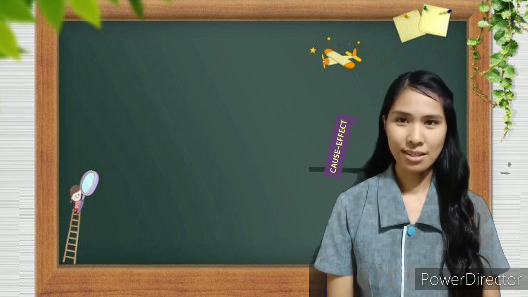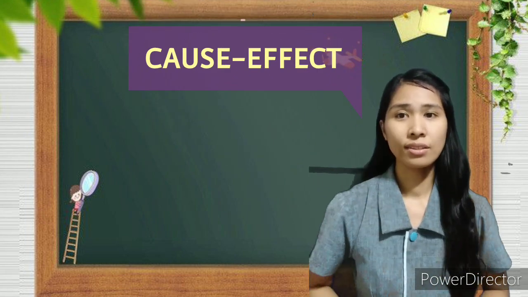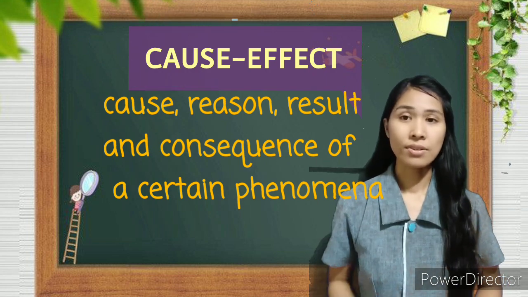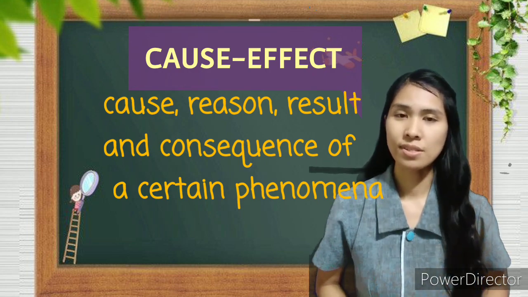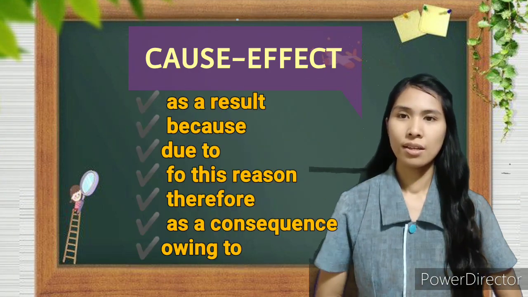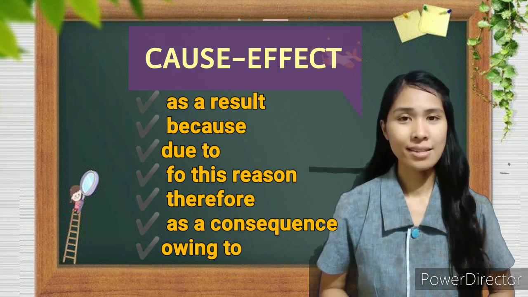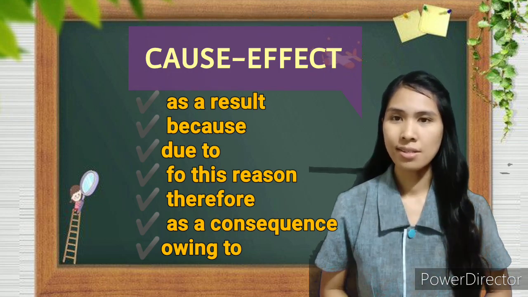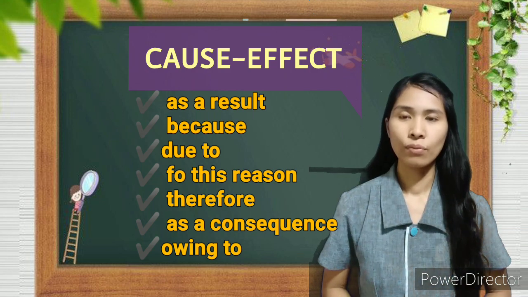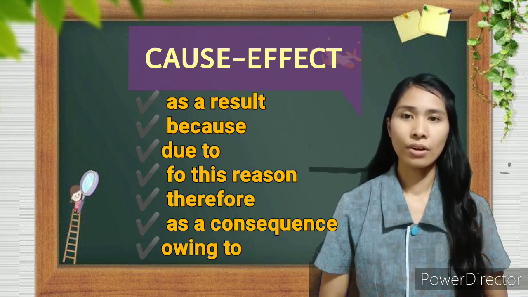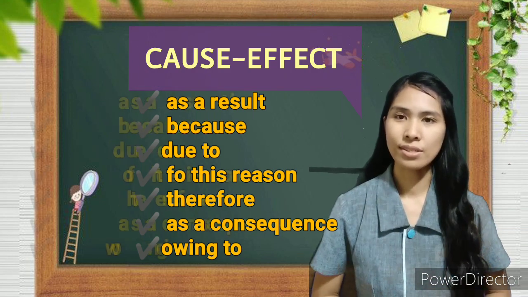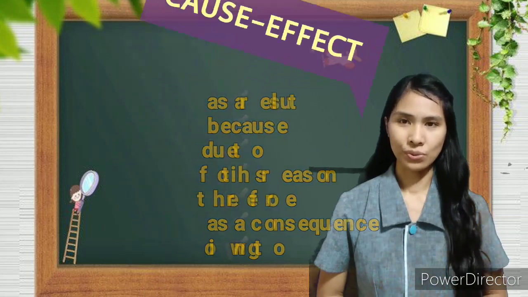Another is cause and effect. It focuses on the cause, reason, result, and consequence of a certain phenomena. Sample signals: as a result, because, due to, for this reason, therefore, as a consequence, owing to.